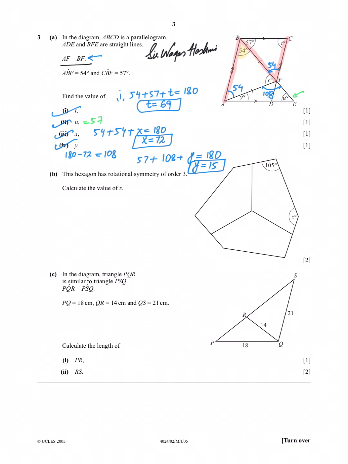For part B, this hexagon has rotational symmetry of order 3. Calculate the value of z. Firstly, if it is rotational symmetry of order 3, that means we have the same angles in this figure. So this angle will be 105, this one will be z, this will be 105, and this will be z, right? So how many angles do we have? We have 3 angles of z plus 3 angles of 105.